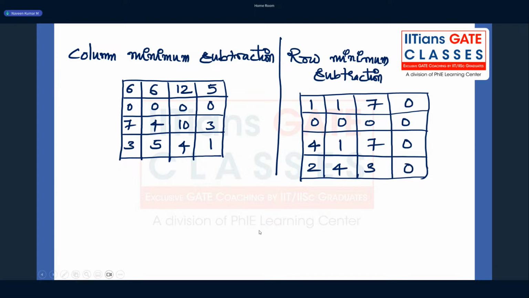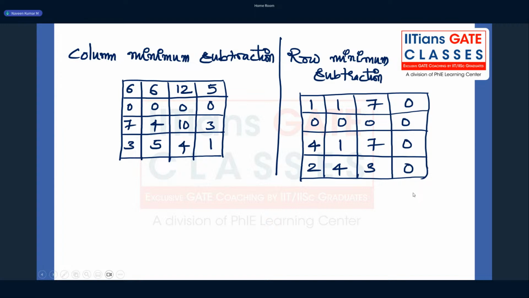Now we have to do the ticking and unticking business, and draw the lines in such a way that they cover all the zeros. We have to draw the minimum number of lines on this matrix such that all the zeros are covered. Here it is easy to solve. Here we can see that we can draw a line here, a line here, but there is a method to solve.